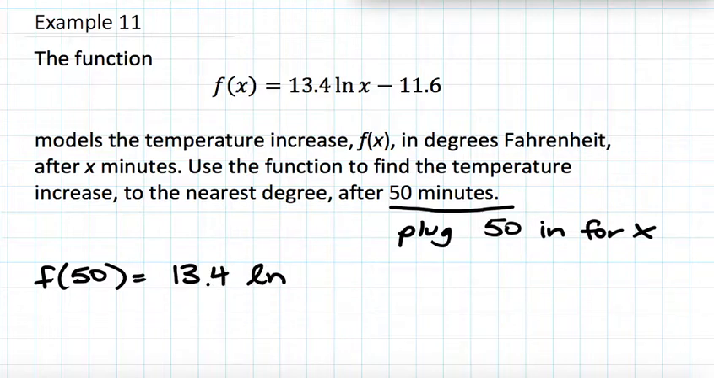Now, you have to be careful here because on a calculator, after the ln, it's going to automatically open up a parentheses. You're going to type in the 50, because 50 is x, and then you need to close the parentheses after the 50. If you don't do that, it's going to do 50 minus 11.6 and then take the natural log of that number, which is not what you want to do. So closing parentheses here is really important in getting the right answer. So I'm going to type this into my calculator.